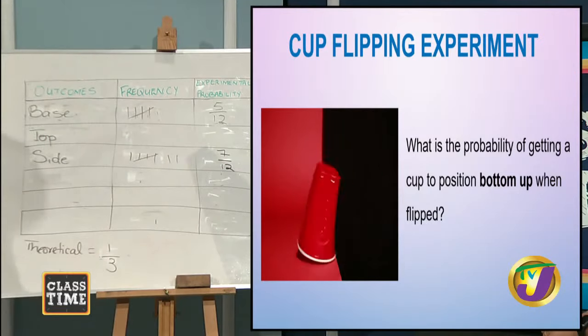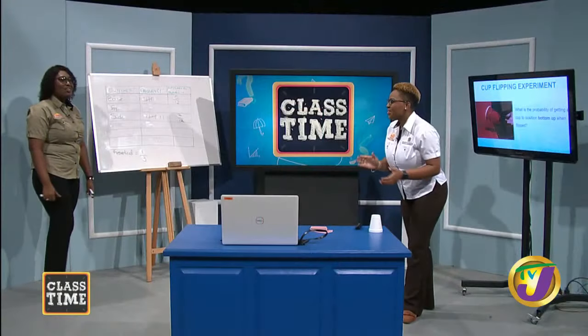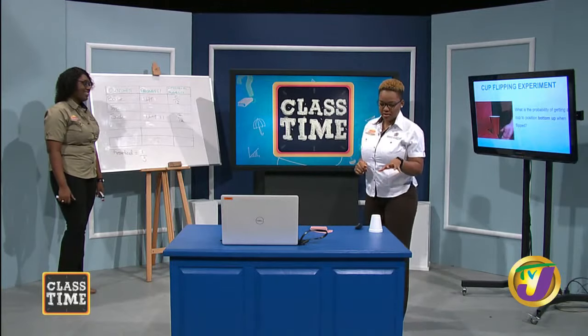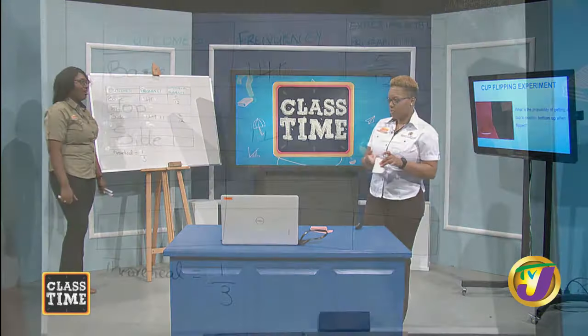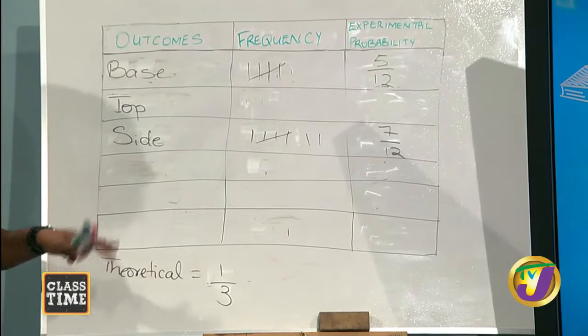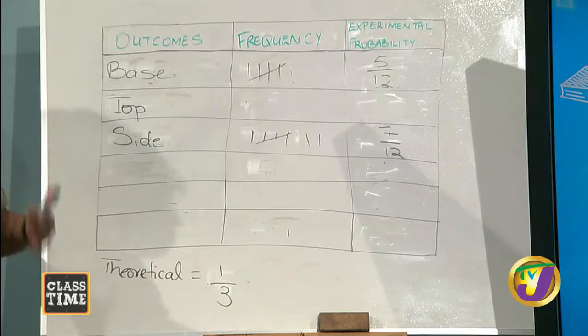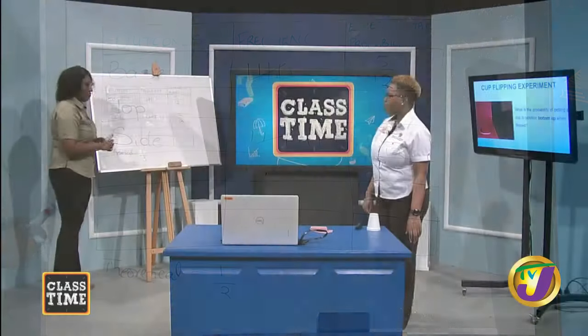Okay. I forget what the question was. What's the theoretical probability of landing on the base up? Base up. Okay, so now we did it. We flipped our cups 12 times. So the probability of landing base up out of 12 flips would have been what? 1/4.